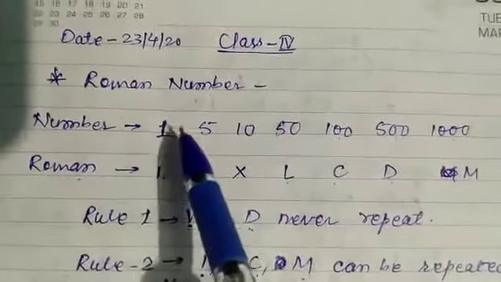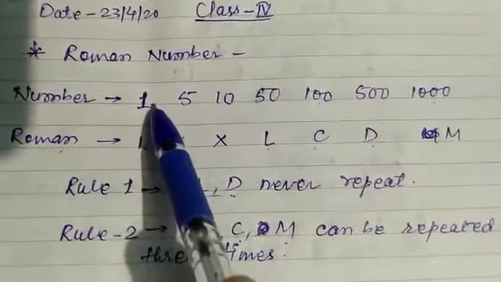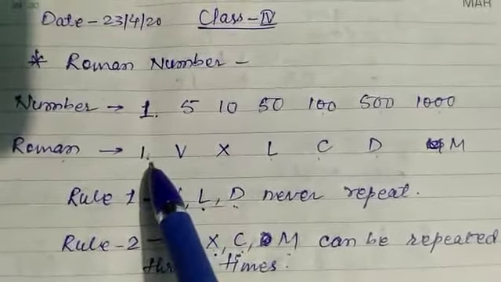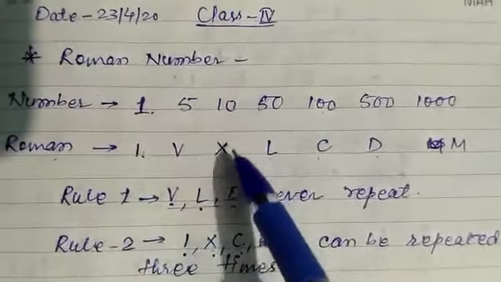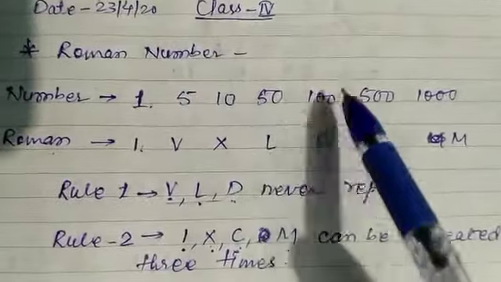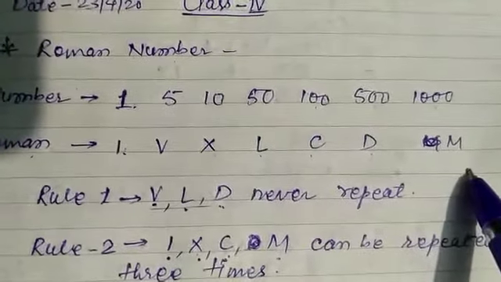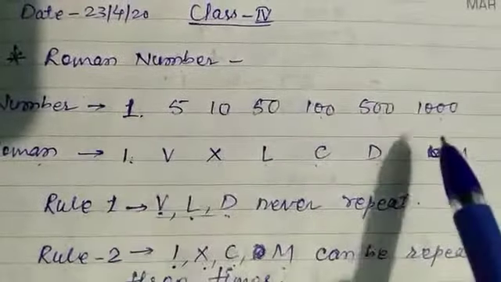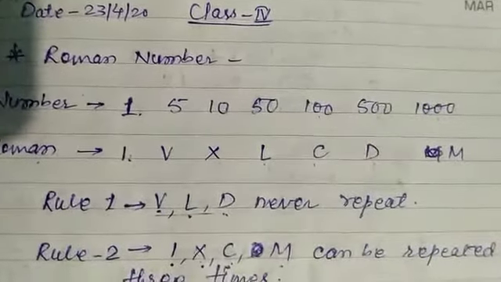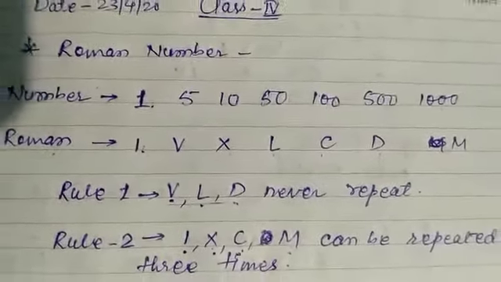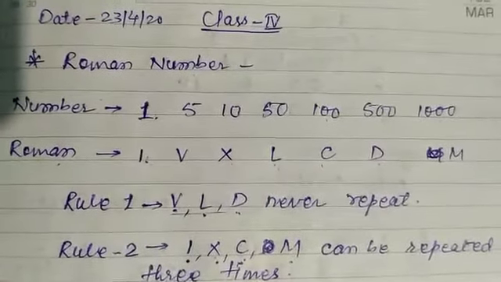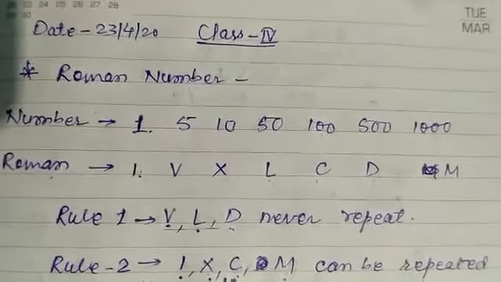The number 1 can be written in Roman as I, 5 as V, 10 as X, 50 as L, 100 as C, 500 as D, and 1000 as M. These symbols can be used to form the Roman number of any Hindu-Arabic number.